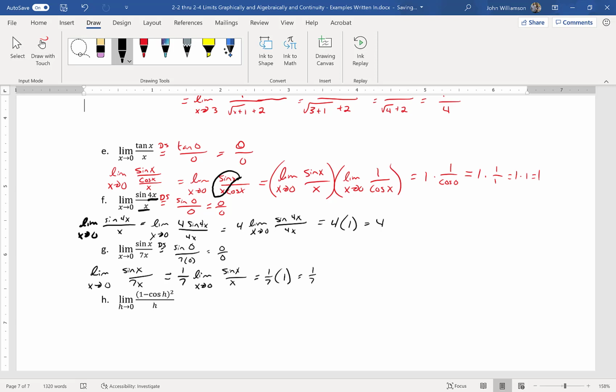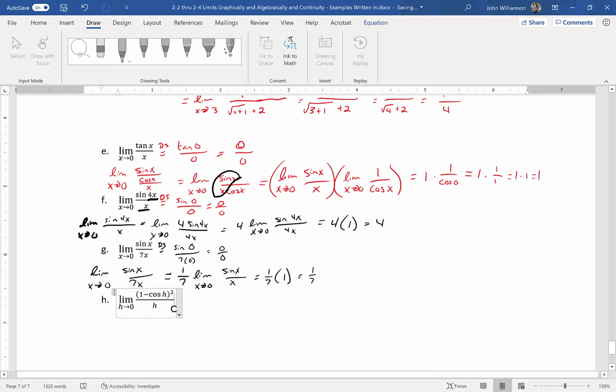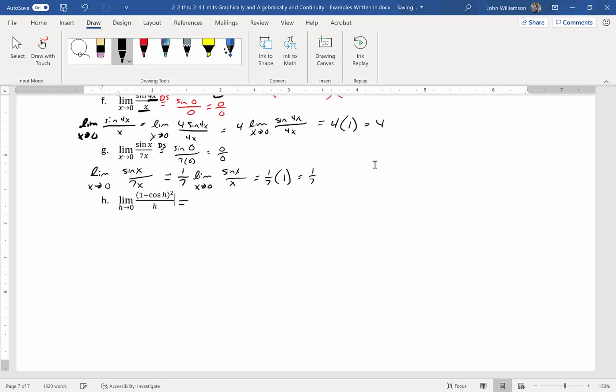Last one. So limit as h is approaching 0, 1 minus cosine h quantity squared over h. So again, looks similar to one of those special trig functions, but first thing we want to try is direct substitution, right? And so what do we know? So we know this is going to be, by direct substitution, 1 minus cosine of 0, quantity squared over 0. Well, 1 minus cosine 0, what's cosine 0? That's right, it's 1. 1 minus 1 over 0. 0 over 0, oh no, right?